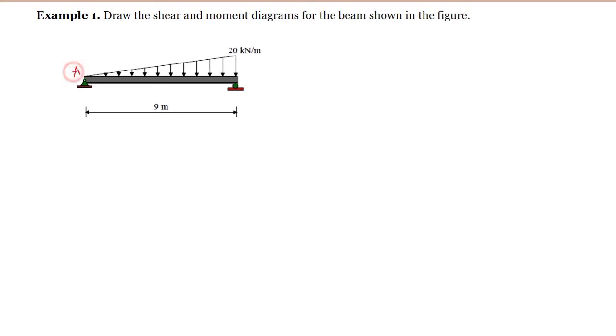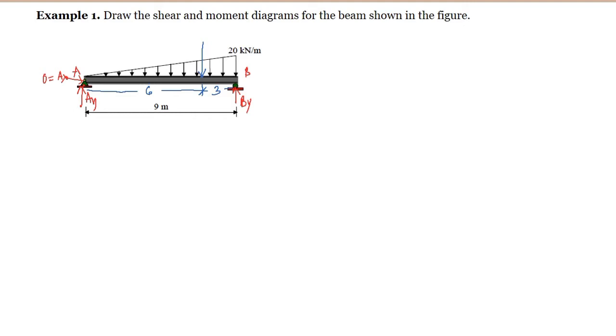So we have here for point A, we have two reactions, of course, the AY and the AX, but in this case, AX is equal to 0. Then at point B here, you have the BY. Now, for this loading condition, we have the resultant of the load can be found at 1/3, 2/3. So it's 1/3 of 9 from point B, so that's 3, and 2/3 of 9 from point A, and that's 6. So this is the location of the centroid where the resultant of the load is acting.